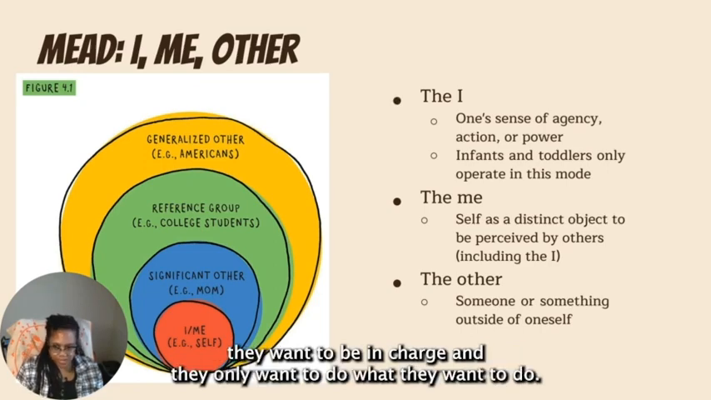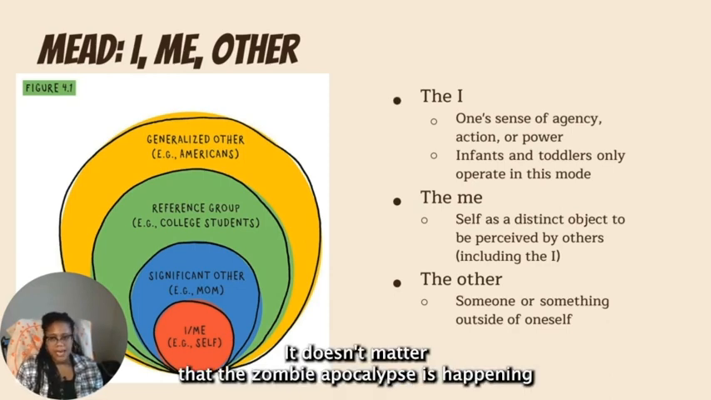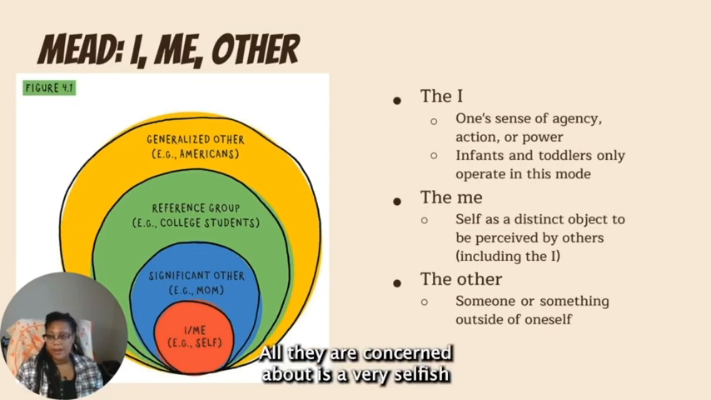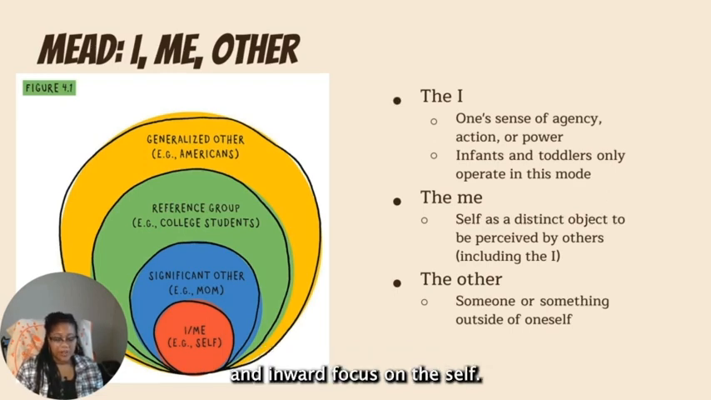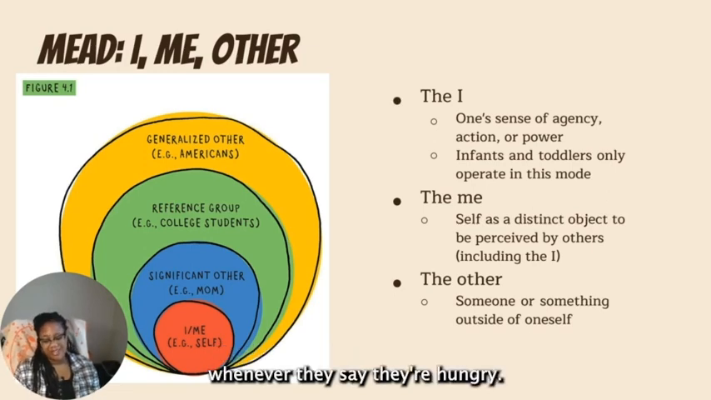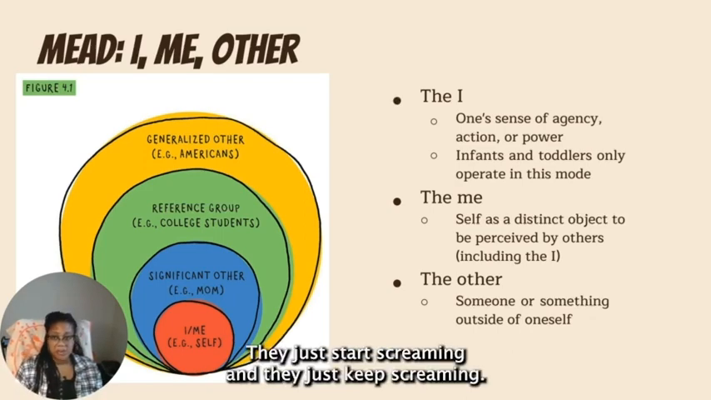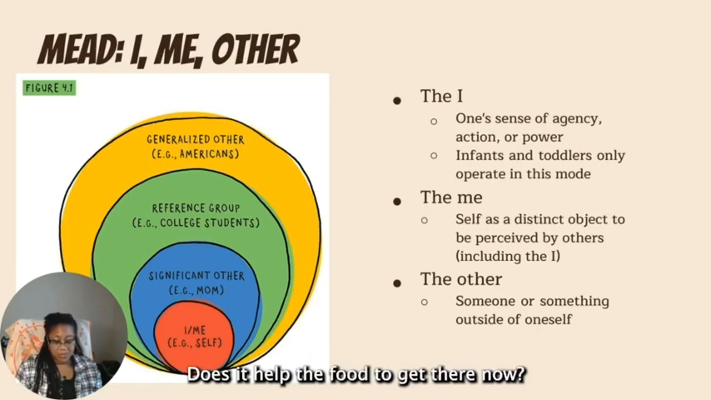They want to be in charge, and they only want to do what they want to do. They are focused on the I. It does not matter how inconvenient it is. It doesn't matter that the zombie apocalypse is happening right here and now. All they are concerned about is a very selfish and inward focus on the self. So a baby is hungry. Maybe it's a convenient situation, but most likely it's inconvenient whenever they say they're hungry. That's just my anecdotal experience. And so what do they do? They just start screaming and they just keep screaming. Does it help the food to get there?